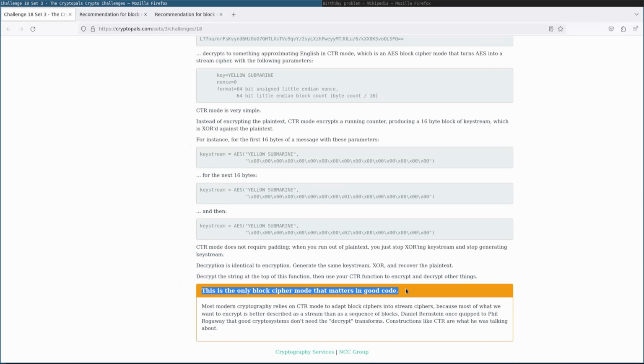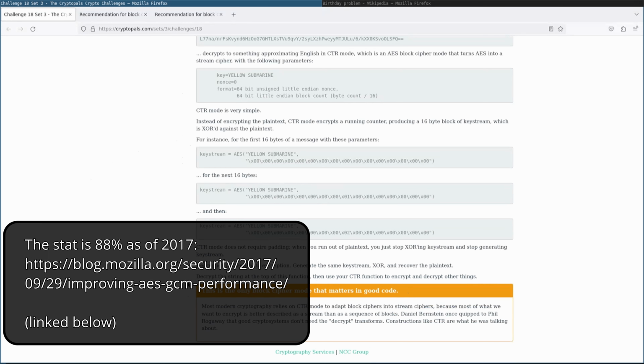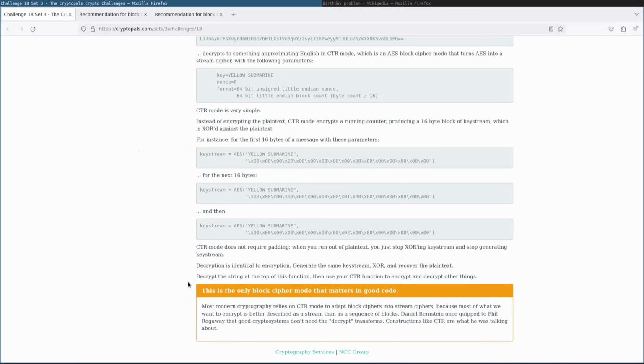in good code. In 2024, I might suggest that GCM has taken this title from counter mode. And GCM, Galois counter mode, is of course a close relative of counter mode, but it differs in a couple of ways, as we will see in a moment. There was some stat from Mozilla that GCM is used in about 90% of TLS traffic, I believe. It's overwhelmingly popular in practice, and most people do rely on GCM for their everyday security. So, in that sense, I think that is the mode that has won out among good code.